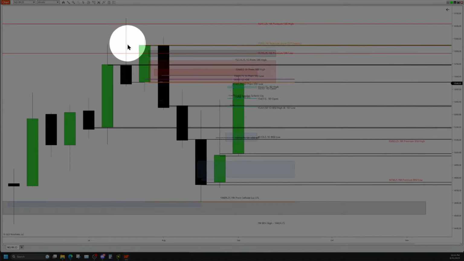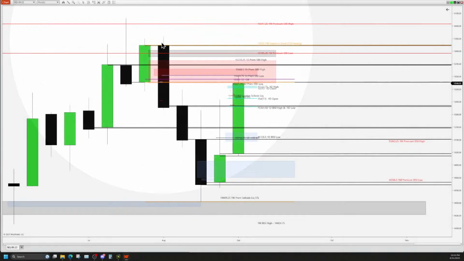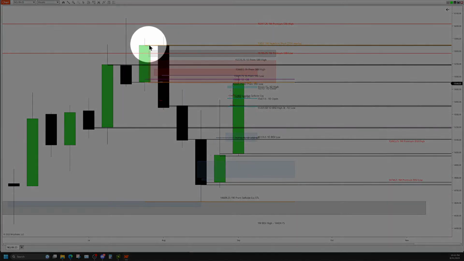There is this consequent encroachment of that wick, which has already been traded to. We do see some relative equal highs on the weekly that it could run for, and a rejection block here as well that we could run for. So we've got that annotated already.